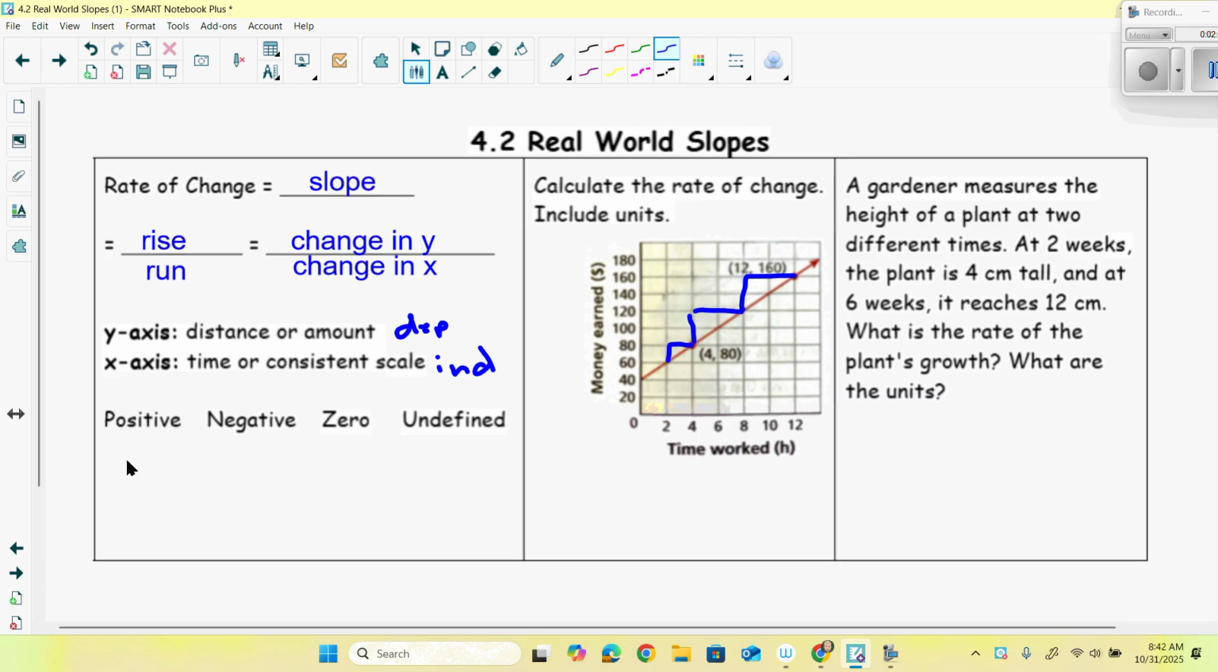And then real quickly here, a positive slope, reading from left to right, goes up. So it's a positive slope, it'll be a positive number. A negative slope is a negative number. And as x gets bigger, or we go from left to right, we're multiplying by a negative number, and it's going to go down. A zero slope is a slope of 0. Okay. And then undefined is going to be a vertical line.